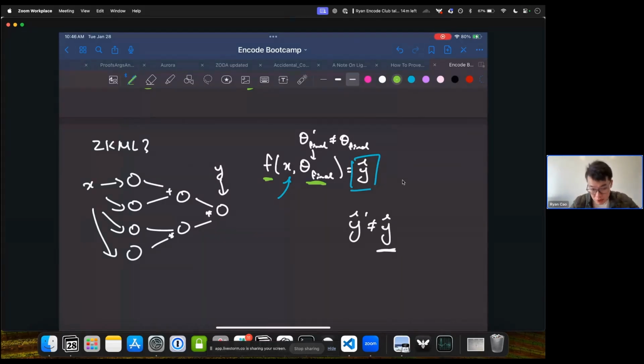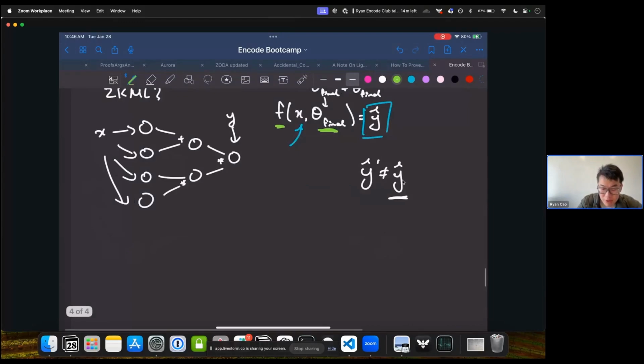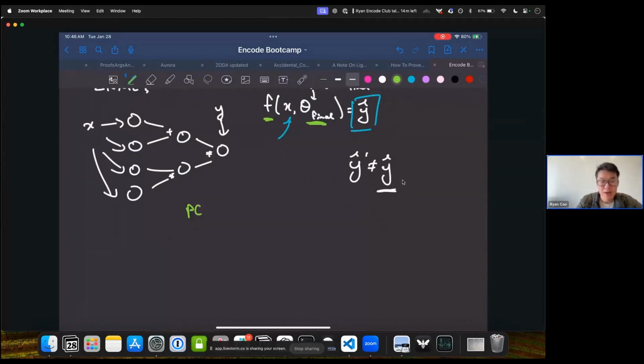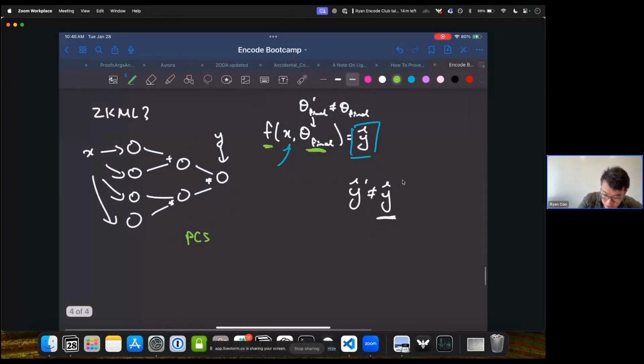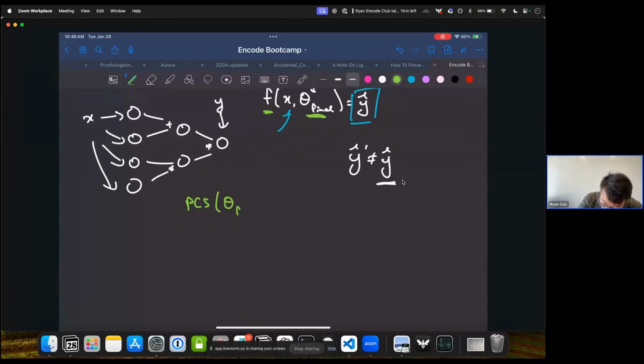So in that case, what you would do is take something that we call a polynomial commitment scheme, or PCS. I think there was a LatticeFold talk previously. LatticeFold, for example, is one example of a polynomial commitment scheme. But the point is that you take the values in theta final and you run a PCS commit over theta final. And then you will send this to a trusted third party, such as the blockchain, for example. So you'll post this commitment on chain.